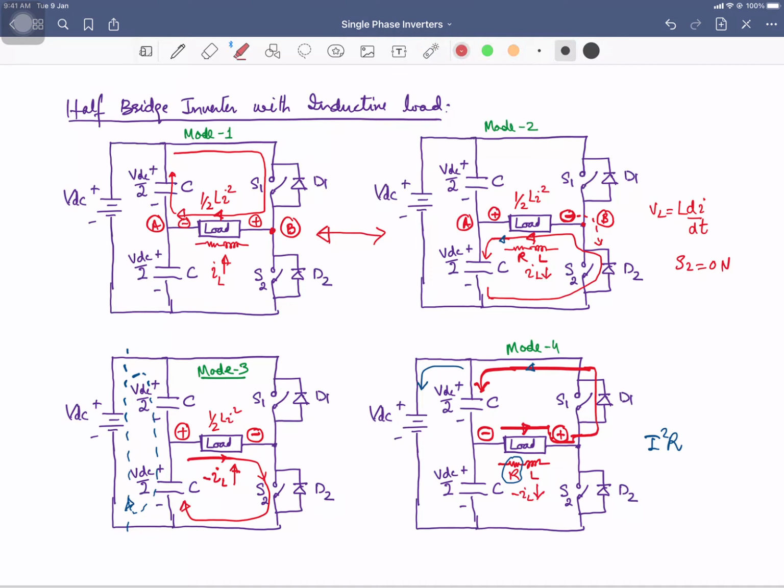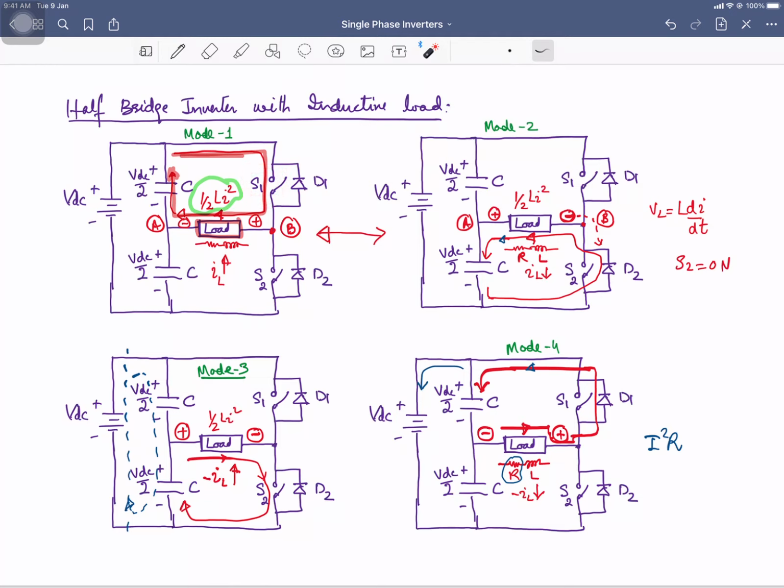So first of all, if you are going to turn on the switch S1, this will be the loop of the current. The current is going to flow in this loop and the energy will be stored in the inductive part of the load, and that energy will be equal to half Li square. And your switch will be conducting, and this is a unilateral switch, it can conduct only in one direction. So the current will be building up in this mode of operation when your switch S1 is in the on state.